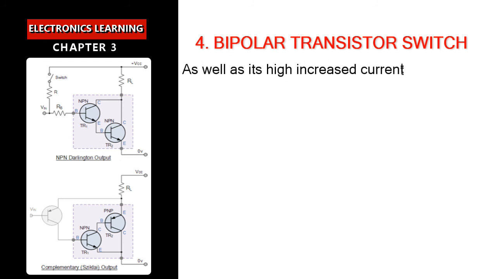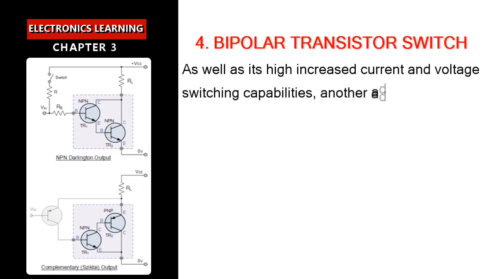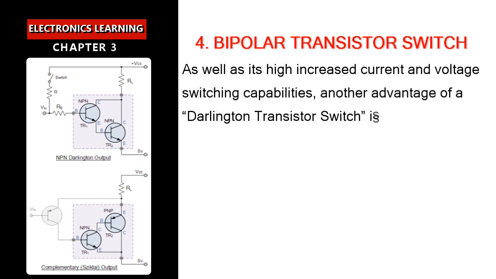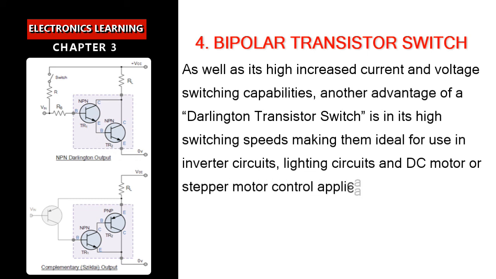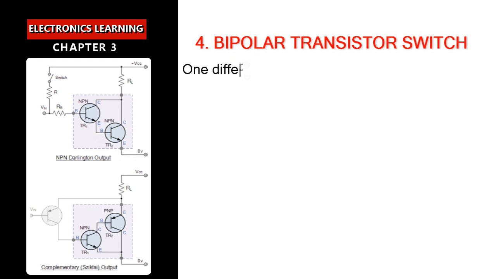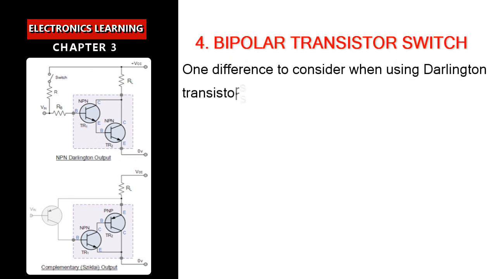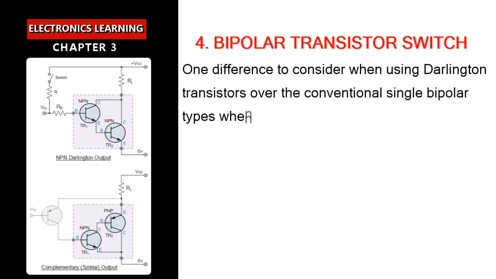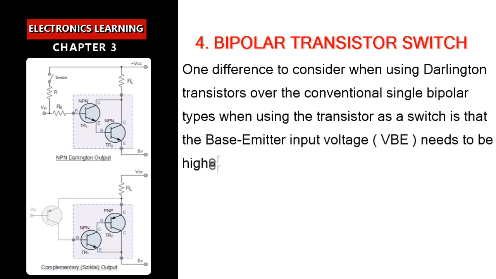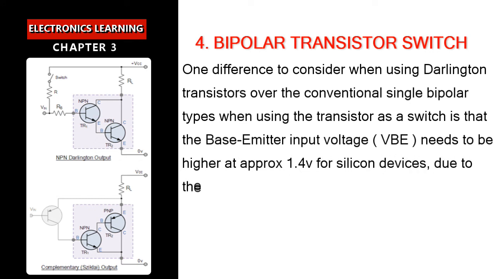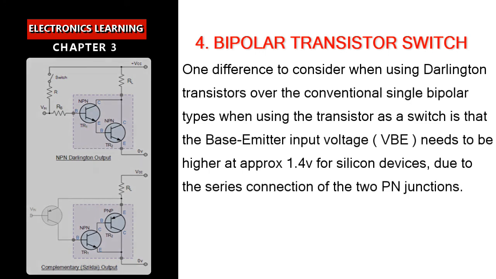As well as its high increased current and voltage switching capabilities, another advantage of a Darlington transistor switch is its high switching speeds, making them ideal for use in inverter circuits, lighting circuits, and DC motor or stepper motor control applications. One difference to consider when using Darlington transistors over the conventional single bipolar types, when using the transistor as a switch, is that the base emitter input voltage needs to be higher at approximately 1.4 volt for silicon devices, due to the series connection of the two PN junctions.